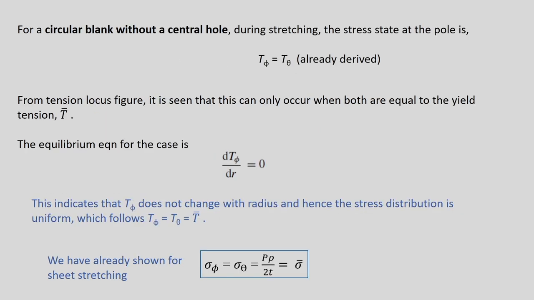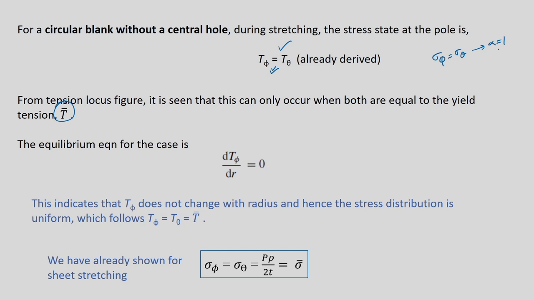Now, what is the similarity with respect to a circular blank without a hole? In a circular blank without a hole, we know that T phi is equal to T theta, right? Why? Because we already said sigma phi is equal to sigma theta, because alpha is equal to 1. Same thing works out here, T phi is equal to T theta. This can occur from the tension locus figure only if these two are equal to T phi, otherwise this cannot happen, right?